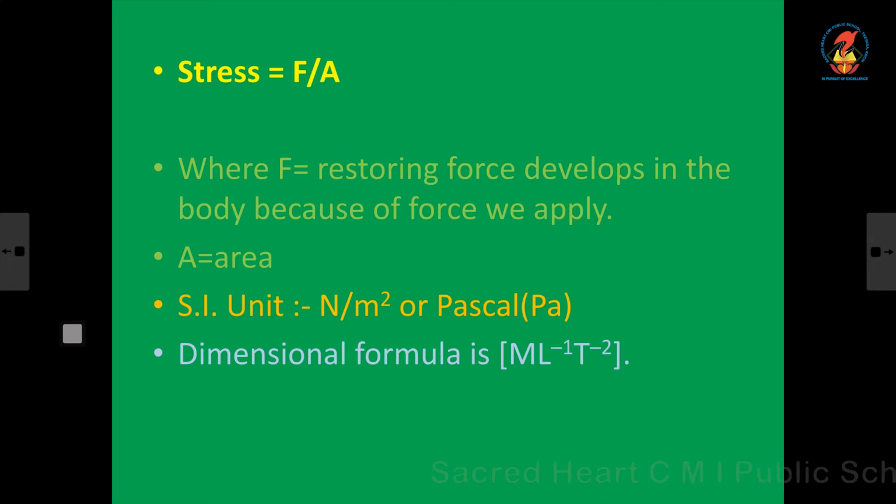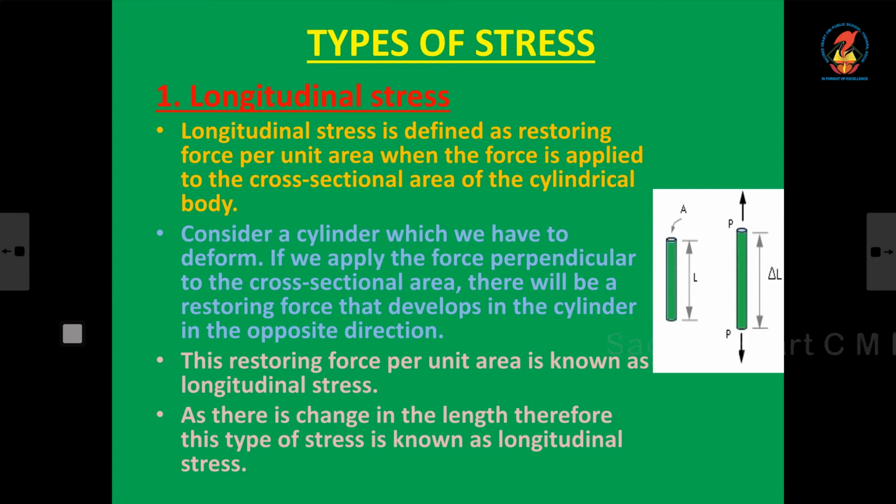So, as I told you, stress is equal to force by area, where F is the restoring force that develops in the body because of the force that we apply. The applied force is called the deforming force, and the force which takes place inside the body is called the restoring force. SI unit: Newton per meter square or Pascal, and the dimensional formula is M L^-1 T^-2. Now, there are three types of stress. First is longitudinal stress, second is volumetric stress, and third is shearing stress. So there are three types of stress.